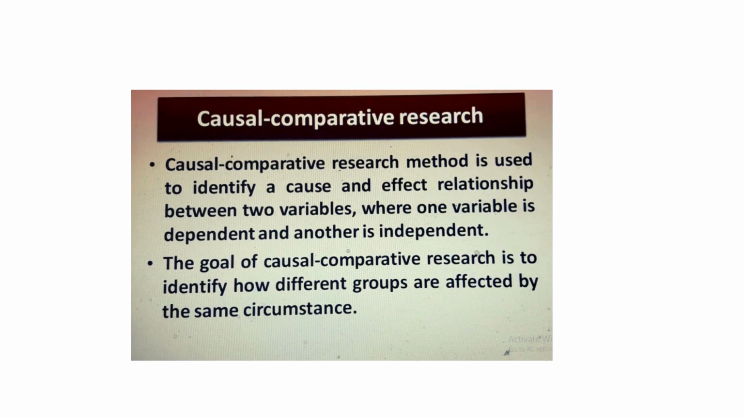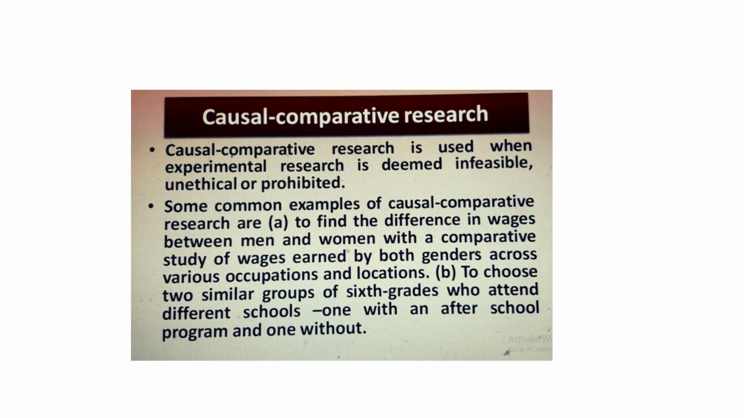Moving next, we have causal comparative research. The causal comparative research method is used to identify a cause and effect relationship between two variables, where one variable is dependent and another is independent. The goal of causal comparative research is to identify how different groups are affected by the same circumstance. It is used when experimental research is deemed infeasible, unethical or prohibited.